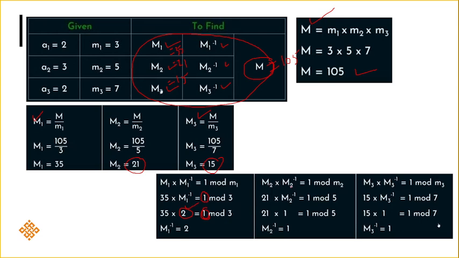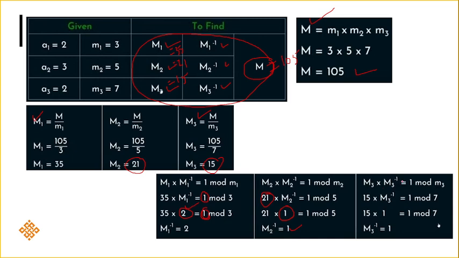Similarly, M2 into M2 inverse is 1 mod 5. Already we have M2 is 21. Then start assuming values from 1. 21 into 1 is 21. So 21 mod 5: 5 times 4 is 20, and 1 is the remainder. So we can conclude M2 inverse is 1.